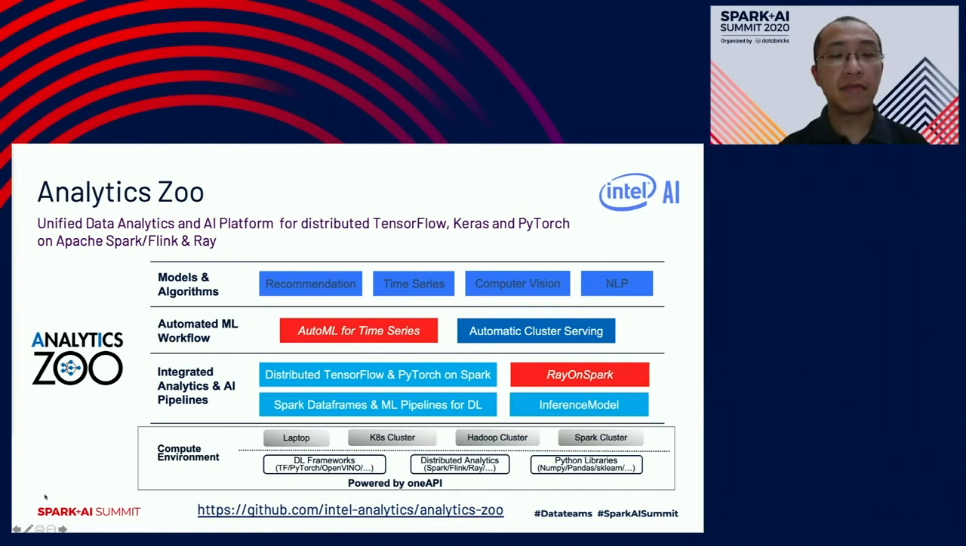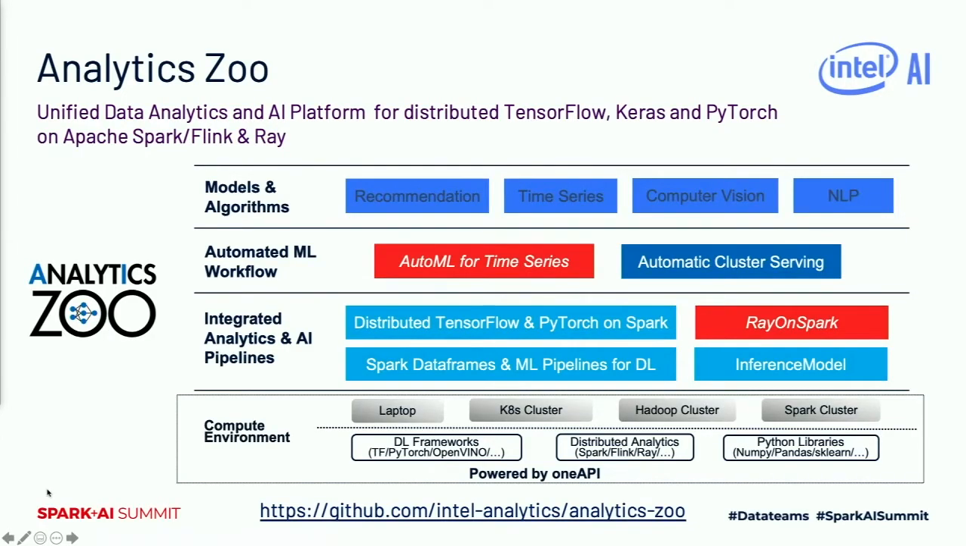This slide gives you a very high level overview of the Analytics Zoo technology stack. As I mentioned before, Analytics Zoo is built on top of deep learning frameworks, TensorFlow, PyTorch, OpenVINO, for instance, as well as distributed analytics systems like Apache Spark, Apache Flink, Ray, and so on. You can run Analytics Zoo on your single laptop and then transparently scale on your cluster, such as a Kubernetes cluster or a big data cluster.